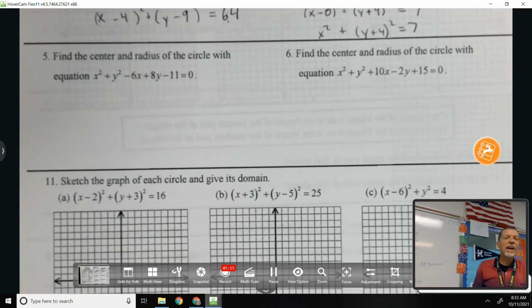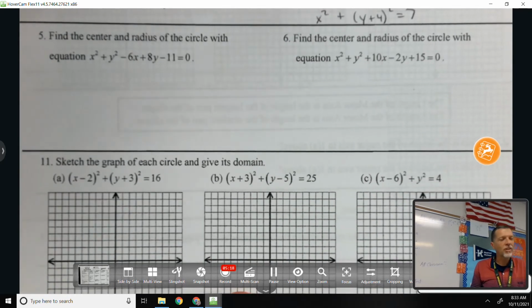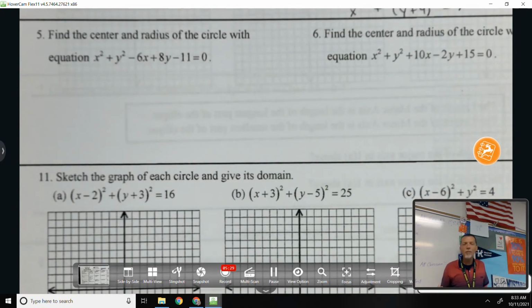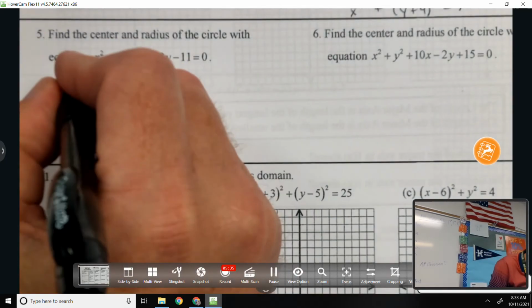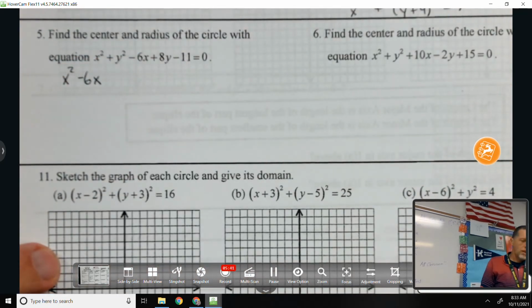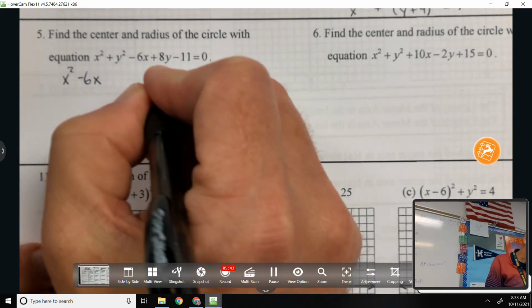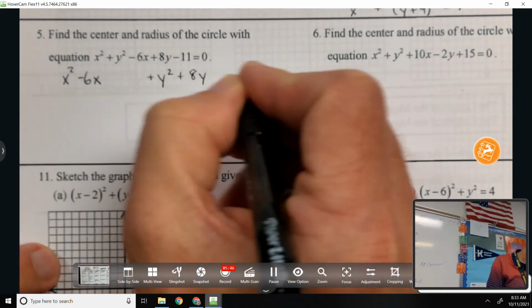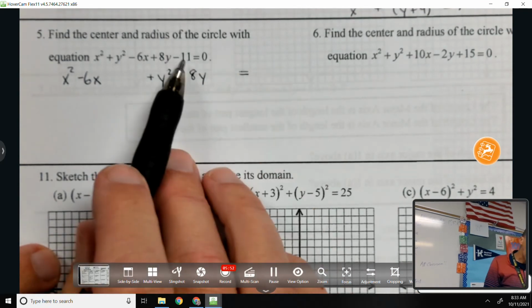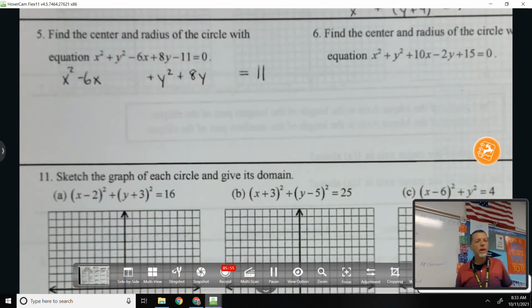All right, Jason, now is where, like you said, something's got to get harder because that's too easy. So right about now is where things are going to get a little bit harder. Because equations 5 and 6 are not in the right format. I can't just look at that and pick off what the center and the radius are. So I'm going to have to do some work. I'm going to group the x stuff together, leave a little space, and then group the y stuff together. And then I'm going to put the 11 on the other side. So I'm going to add 11 to both sides to kind of move it out of the way.